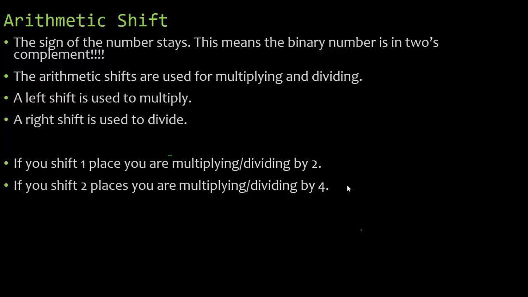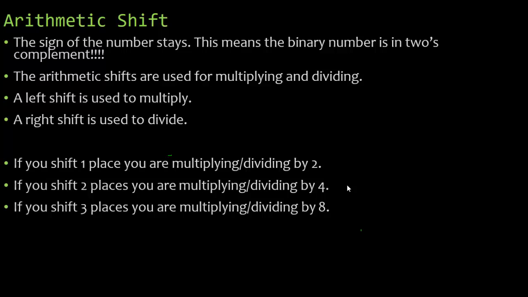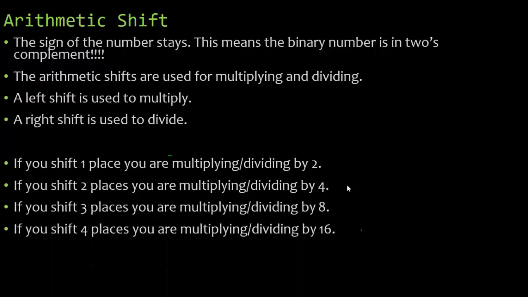What about if we shift 3 places? What is 2 to the power of 3? That is 8. So if we shift 3 places, we are multiplying or dividing by 8. What about 4 places? Well, that would be 16. So that is what you need to know, because they may say, we want you to shift to the left. Well, are we multiplying or dividing?